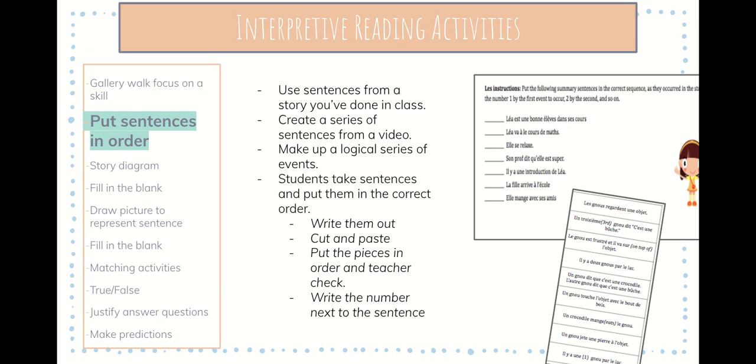Or you can do it where you have them all typed out and the students just have to write their number, like this one happened first, this one was second, this one was third. So that way, if you don't want to do cut and paste, you can still do the same activity.